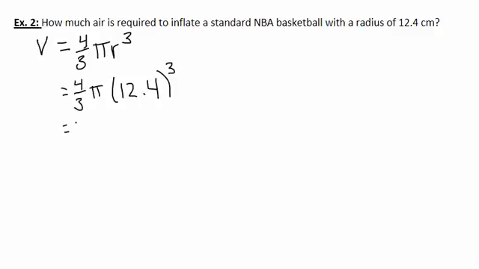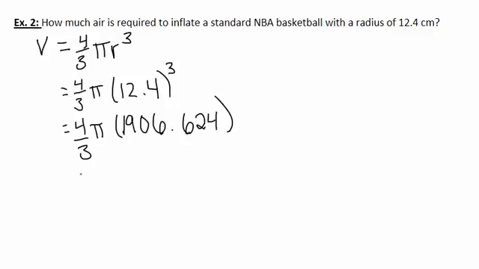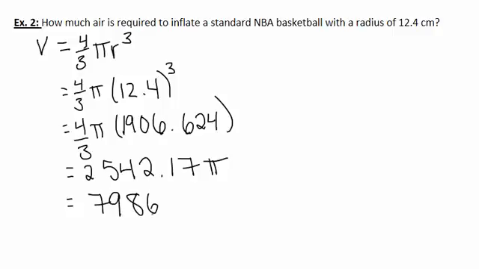Now we just need to simplify this equation. So 12.4 cubed is 1,906.624. And if we take that number, multiply it by 4, and divide by 3, we end up getting 2,542.17 pi, which works out to be 7,986.46 centimeters cubed. Therefore, it takes 7,986.46 centimeters cubed of air to inflate the basketball.